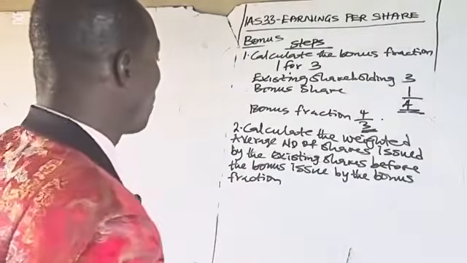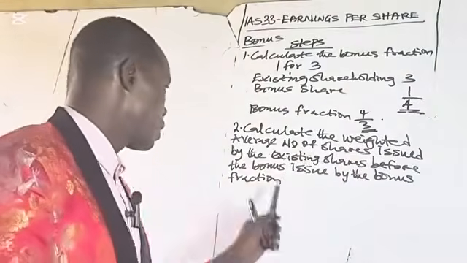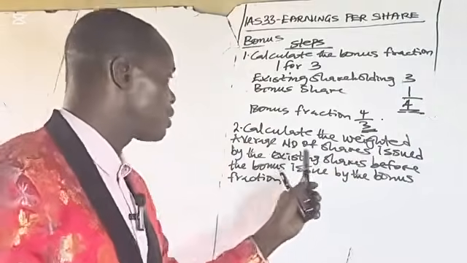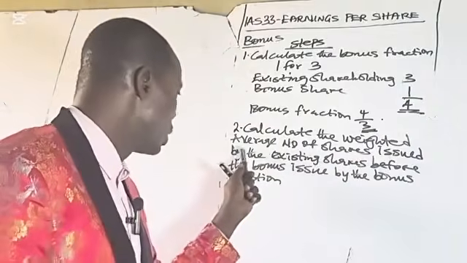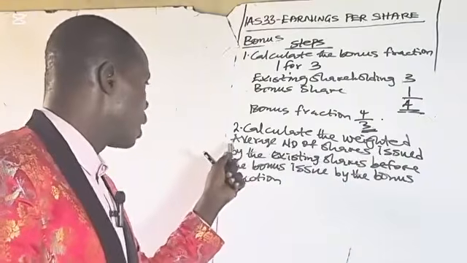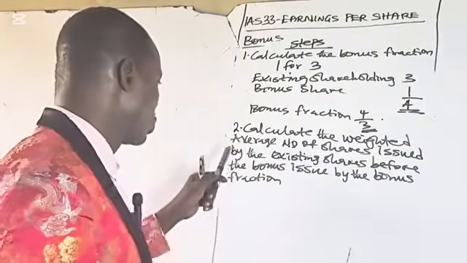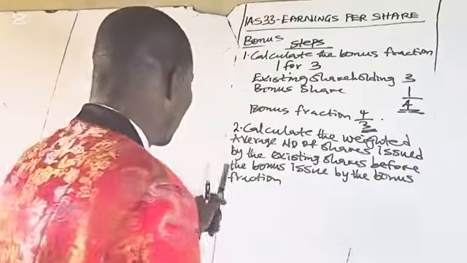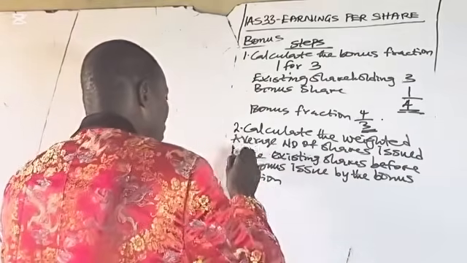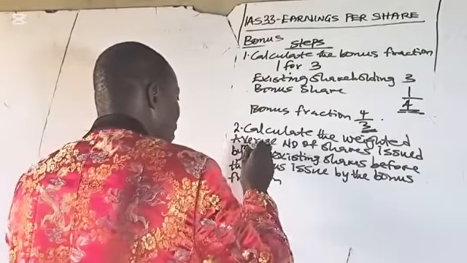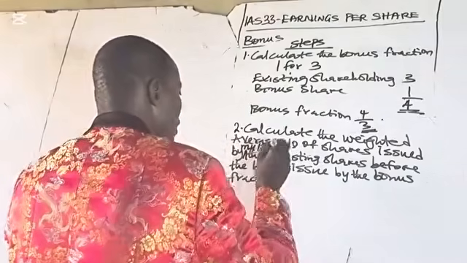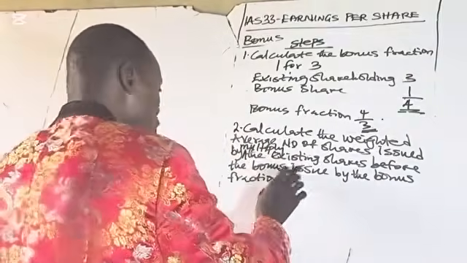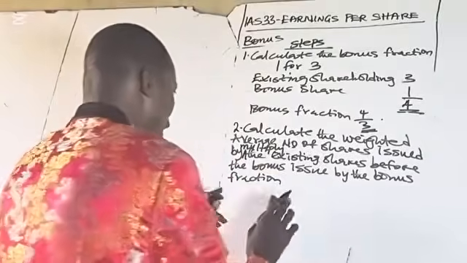Calculate the weighted average number of shares issued. I've told you it is this weighted average number of shares issued that will be used to calculate the earnings per share. So to do that, you have to multiply the existing shares before the bonus issue by the bonus fraction.